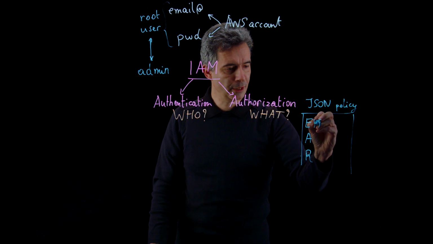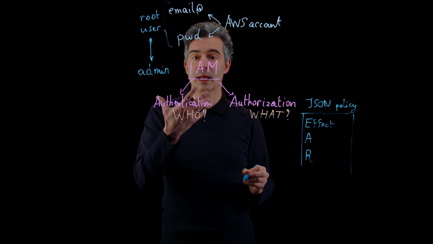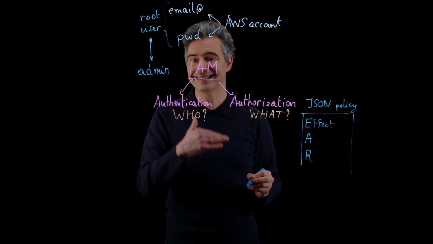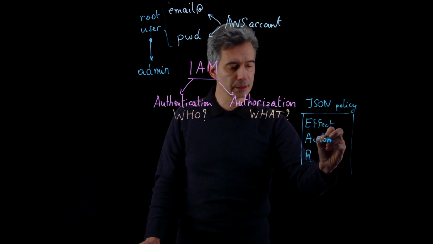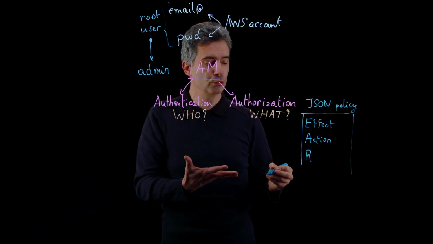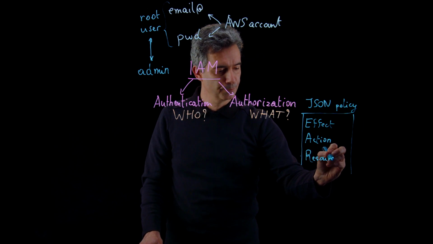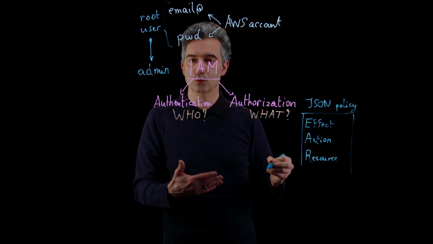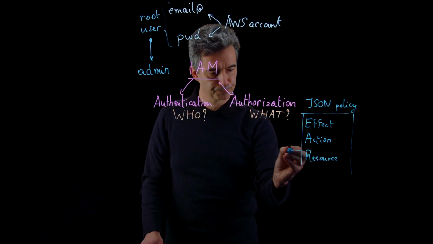Because we need an effect. The effect will be either an allow or a deny. So are we allowing some permission or are we denying the permission? The action is basically the actual permission that we are using. And then finally, we have the resource upon which that action will be either allowed or denied.